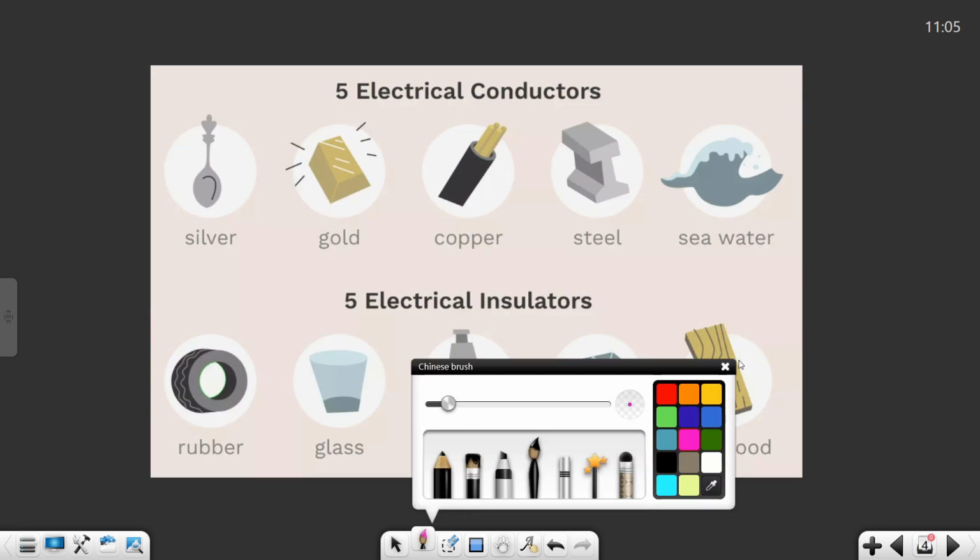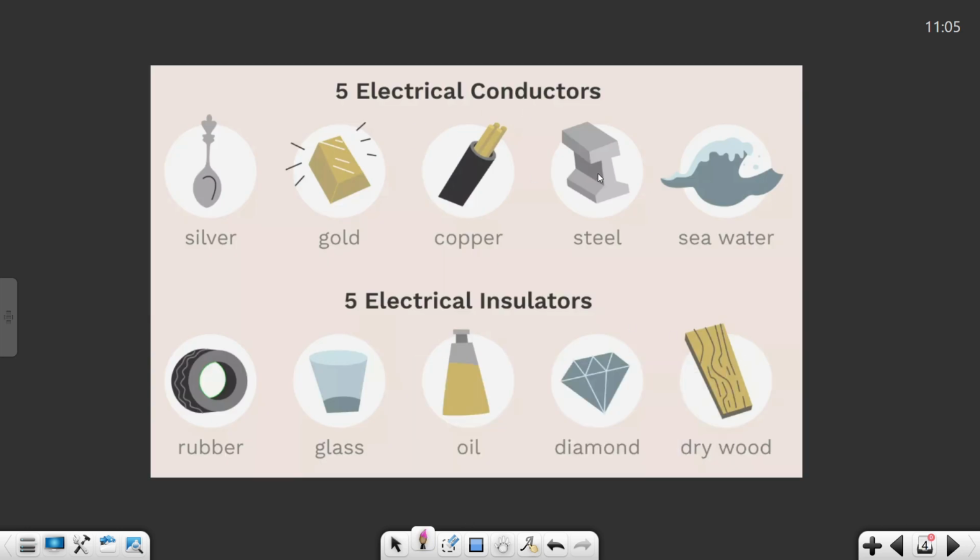As you can clearly see over here, these are the examples for conductors: silver, gold, copper, steel, seawater, etc. These are the examples of conductors. That means they can conduct heat or electricity through them.